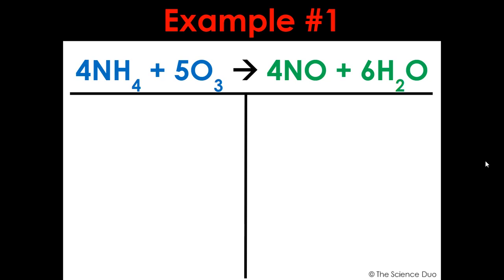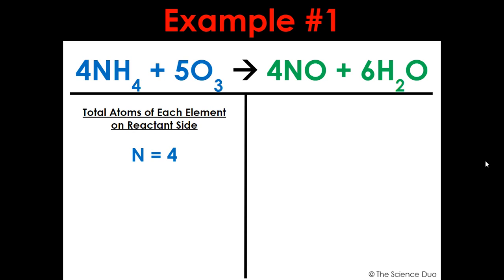So example number 1, here's your first example. I think what we should do is give it a title: total atoms of each element on the reactant side. Notice the coefficient, 4, that's in front of NH4. So we have 4 nitrogen. 4 times the 4 subscript for hydrogen is going to give us 16, and 5 times 3 for oxygen is going to give us 15.